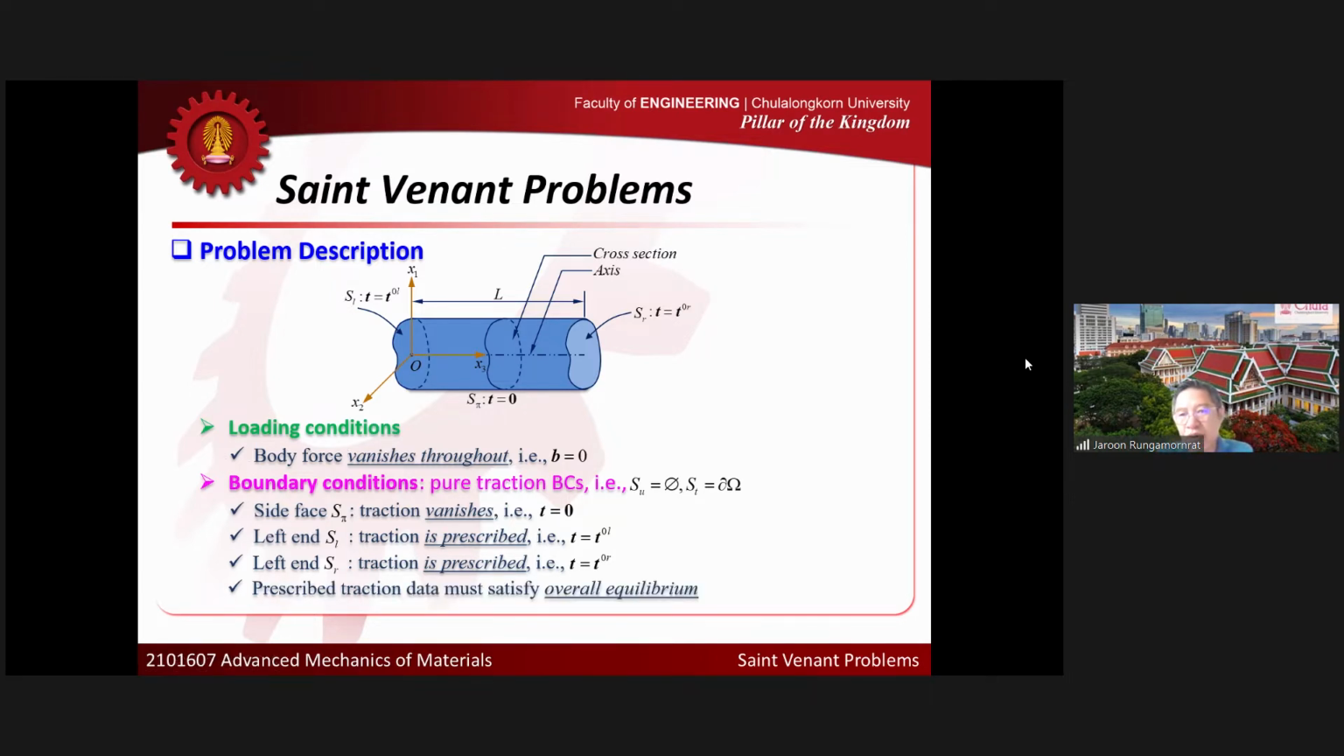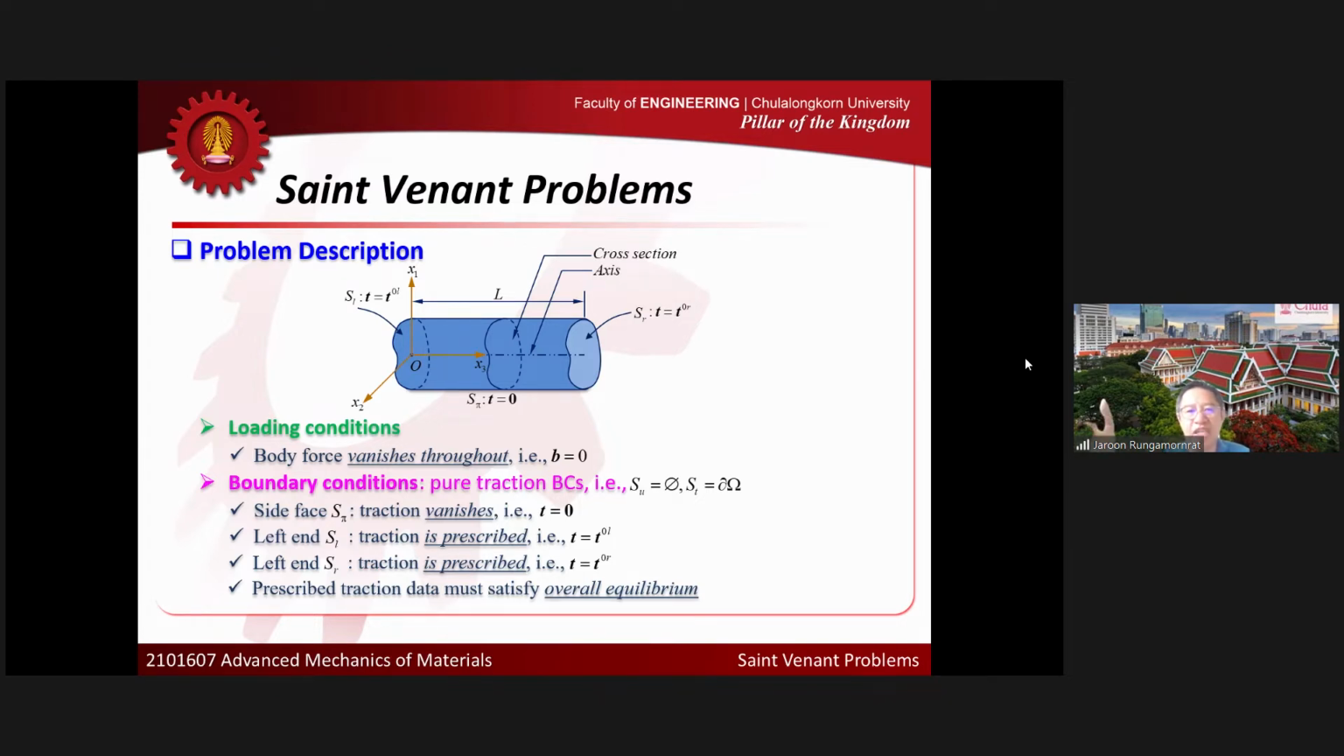Because in the problem that we look at here, we don't have the displacement boundary conditions. So we specify the loading condition and also the traction boundary condition. In this particular case, we need to make sure that the applied loading condition and the boundary condition are consistent. The traction applied at every point on the boundary and the body force field have to be in equilibrium.